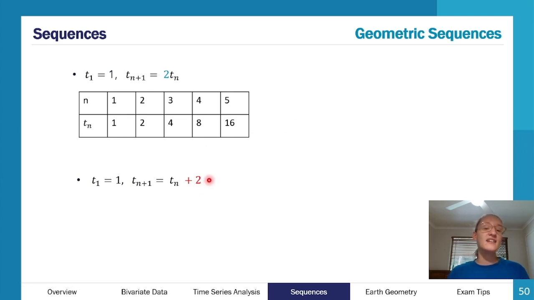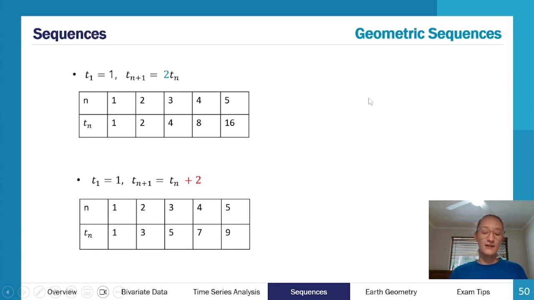Here, I've added in an arithmetic sequence. So I've got t1 equals 1, so again, same starting point. They're both starting at 1, but this is multiplying by 2 every time, but this is adding 2 every time. So geometric, arithmetic. And I've color-coded them to hopefully make it a little bit clearer. So again, you can see this is doubling every time. It's getting much bigger. This is just adding 2 every time. So those are our 2 different types of sequences.